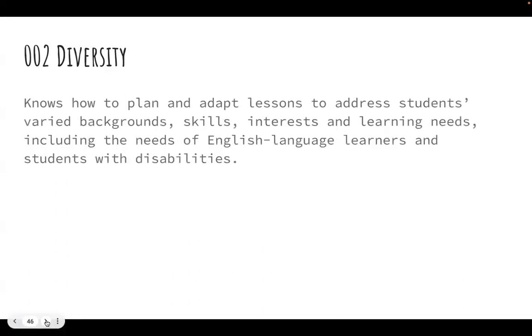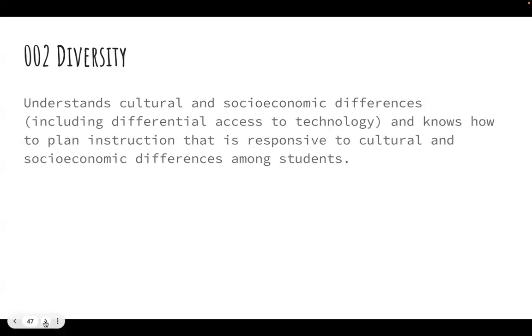Knows how to plan and adapt lessons to address students' varied skills, interests, and learning needs, including, and so importantly, the needs of English language learners and students with disabilities, which we touched on. Understand cultural and socioeconomic differences, including differential access to technology. Very important. Our students don't all have the same access. Can we figure out a way to make it happen so they all can participate in the same activity? Yes, but we need to take it into consideration.